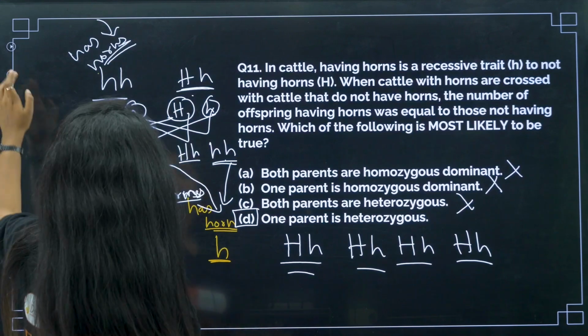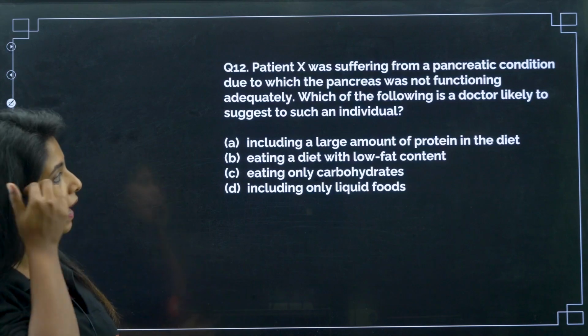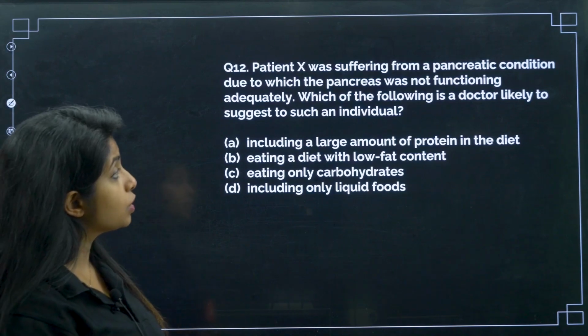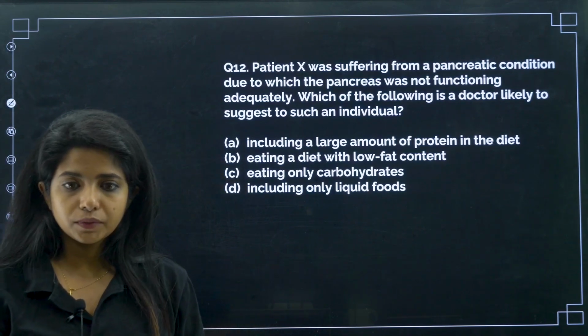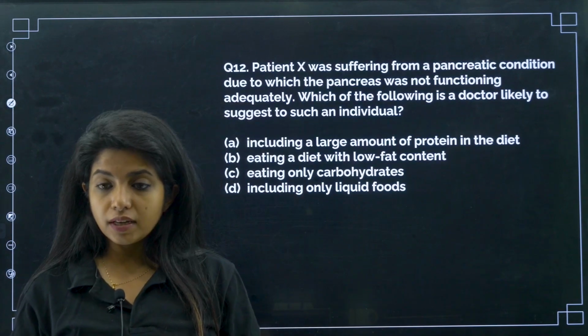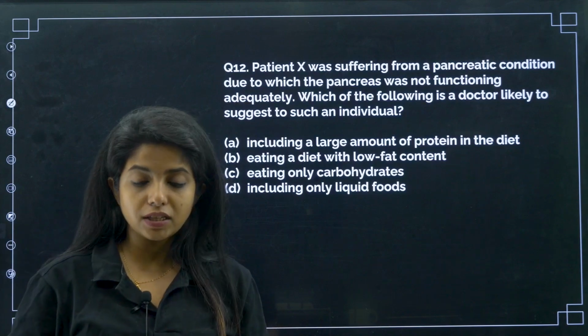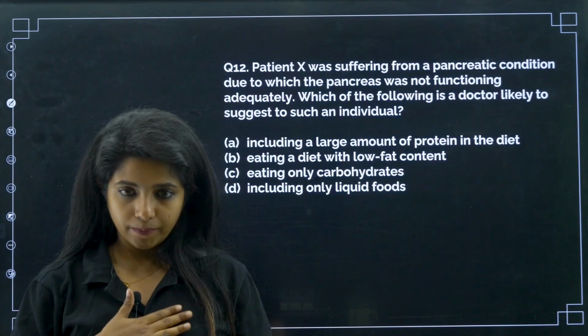Yes. Patient X was suffering from a pancreatic condition due to which the pancreas was not functioning adequately. Okay, the pancreas is not functioning. Which of the following is a doctor likely to suggest to such an individual? For example, my pancreas has some problem. What will the doctor suggest to me?